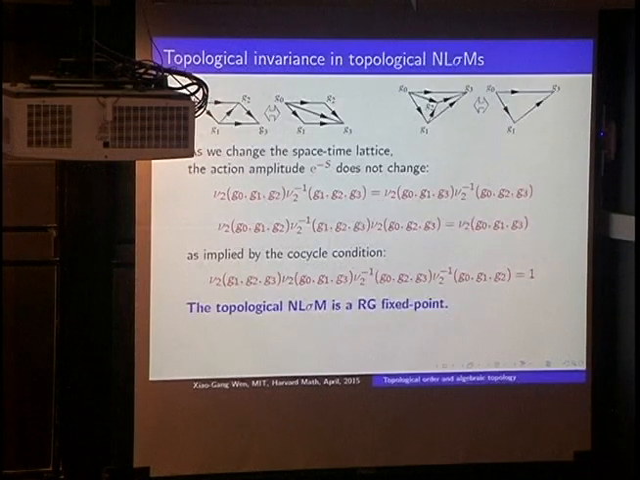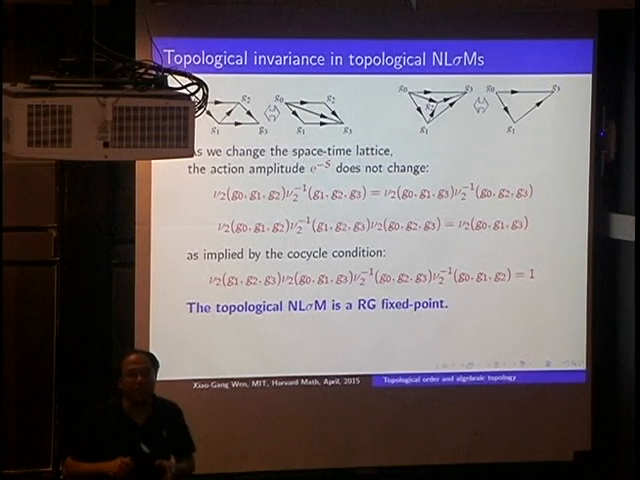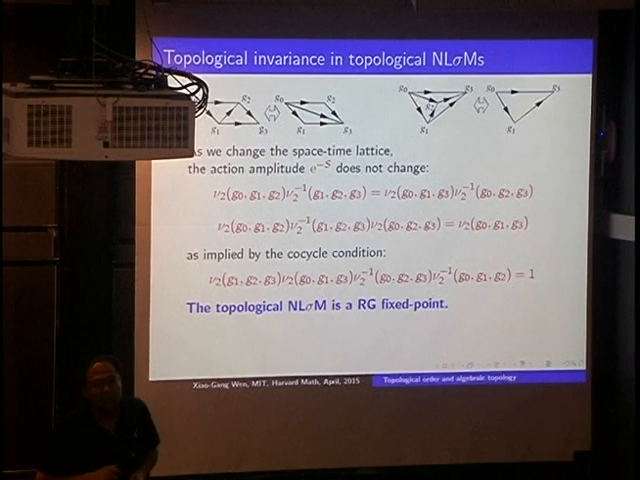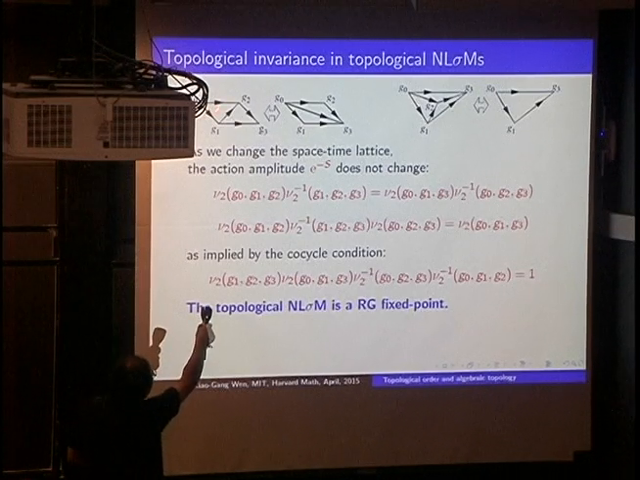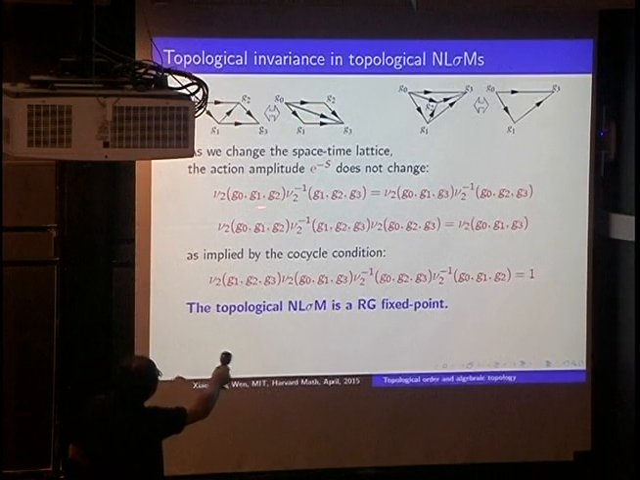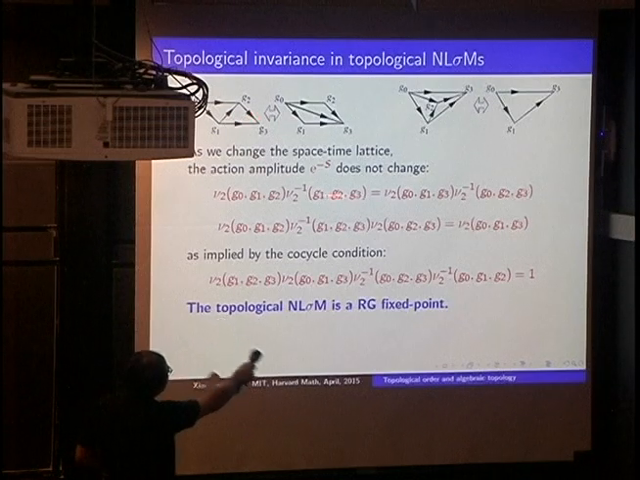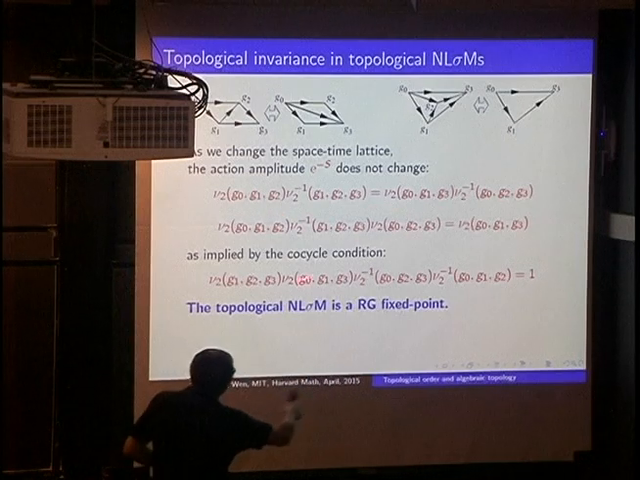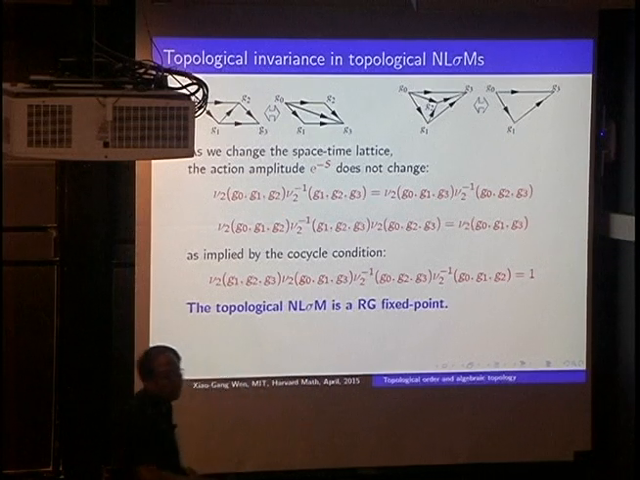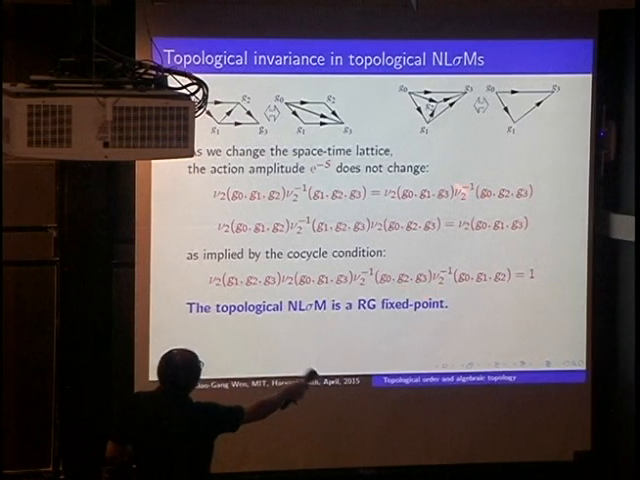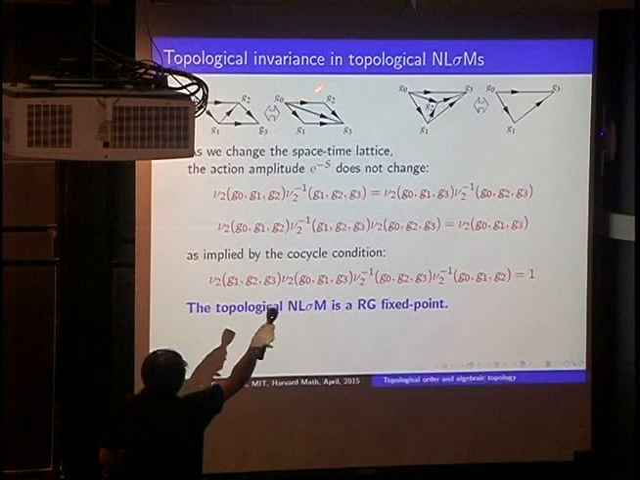Actually, this condition for the sphere implies triangulation independence. For example, we have this triangulation and this triangulation. It turns out that the product of nu_2 for these two triangles equals the product of nu_2 for those two triangles. And this condition is the same as this condition on the sphere. So this condition on the sphere already implies this product equals this product. That means the partition function here and the partition function here are the same.